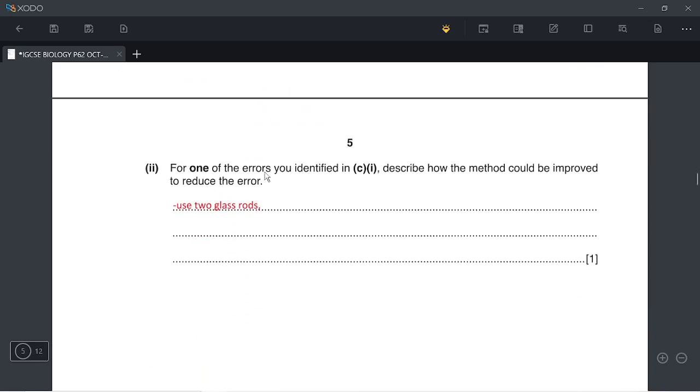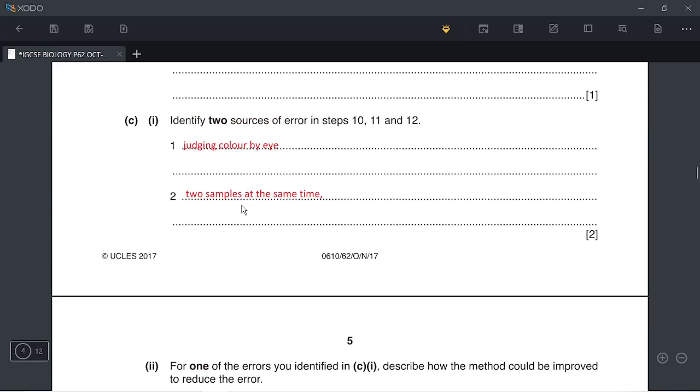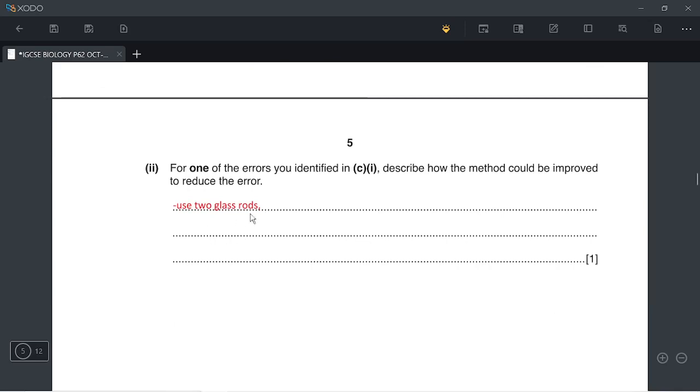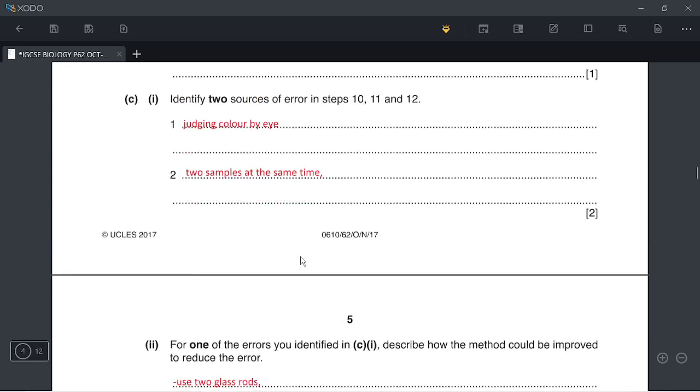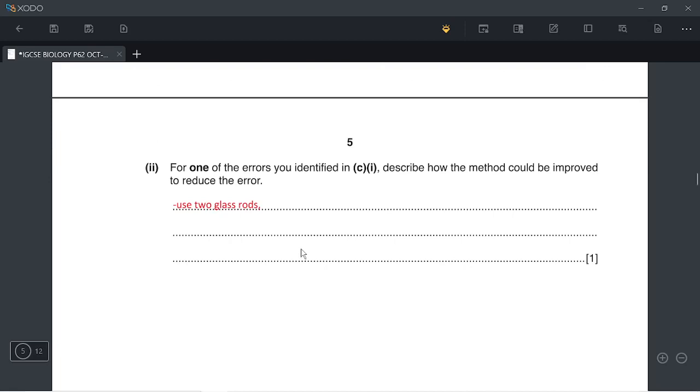For one of the errors you identified in C1, describe how the method could be improved to reduce the error. So we can use, see, like two samples at the same time are taken and we are using the glass rods, right? So two different glass rods should be used. This can be rectified like this, or for judging color we can use a colorimeter, or we can have a standard color for comparison.